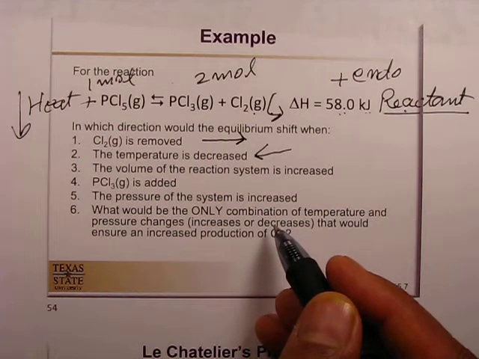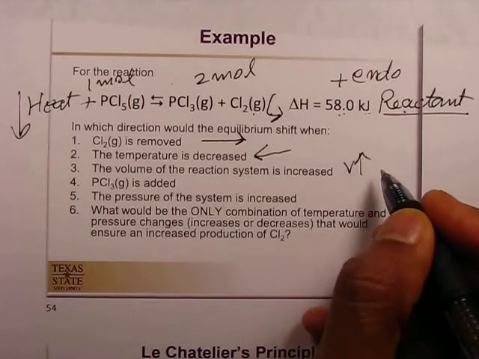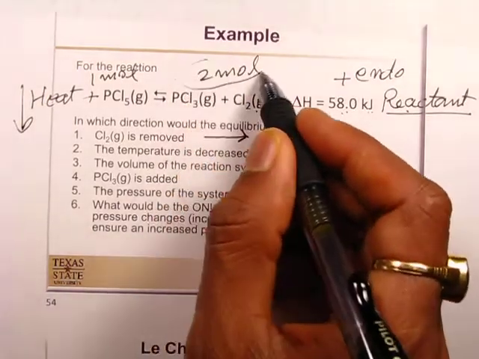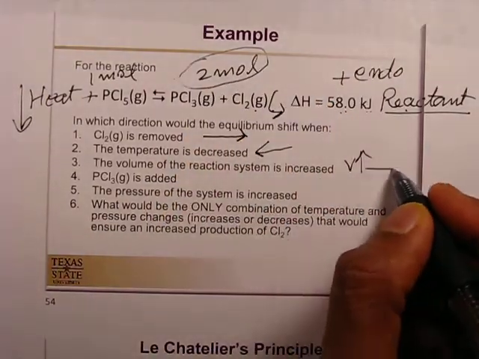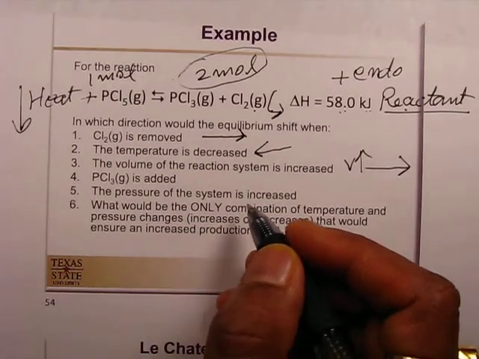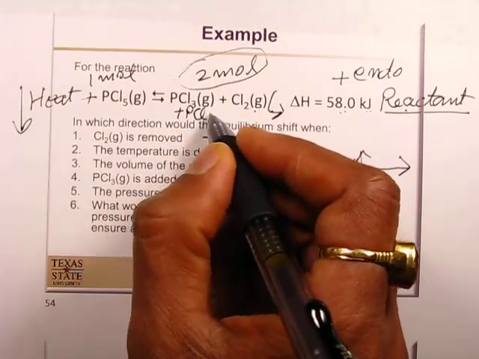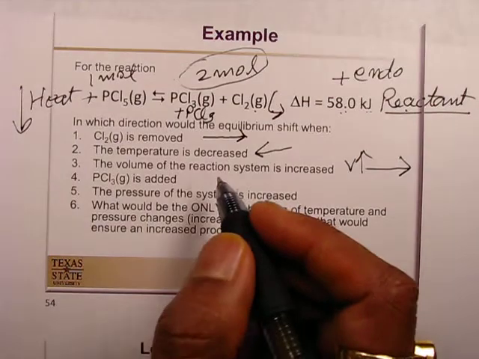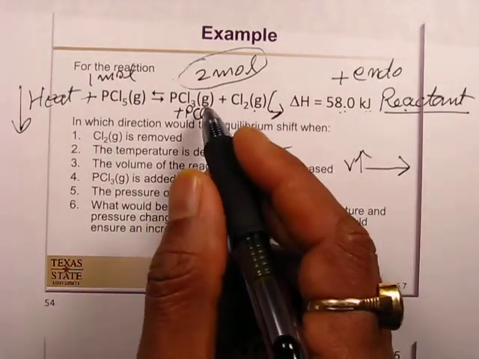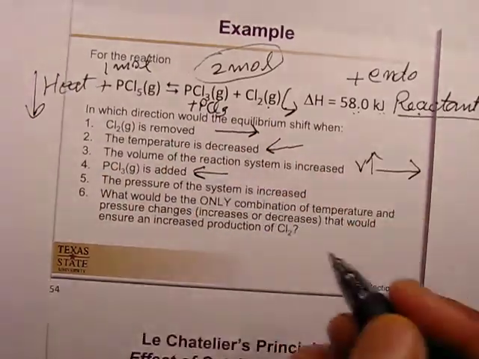The volume of reaction is increased. If we have more volume, we can accommodate larger number of moles. It means equilibrium will shift toward the product side. PCl3 gas is added. PCl3 is added, it means we added more product. If we added more product, basically what will happen? Equilibrium will shift toward the reactant side, left side.